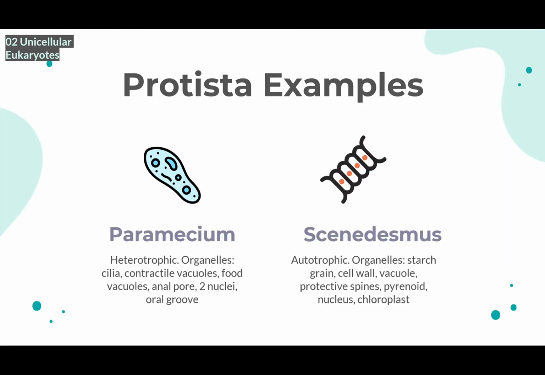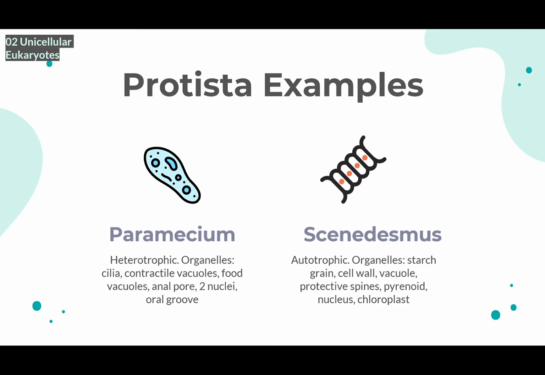One, we have the paramecium, which is a heterotrophic eukaryote that has different organelles for the functions of life. So we have the cilia, which are hair-like structures with which it's able to move. We have contractile vacuoles that regulate water balance. We have food vacuoles for food storage, nutrition, metabolism, all that. We have the anal pore for excretion. We have two separate nuclei, both having different functions. It feeds on bacteria, and it also has an oral groove for ingestion.